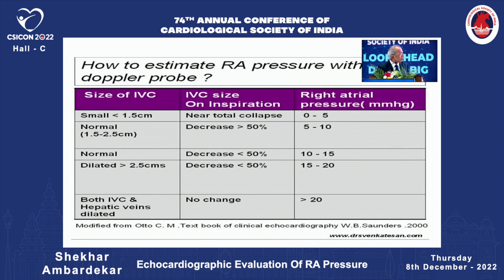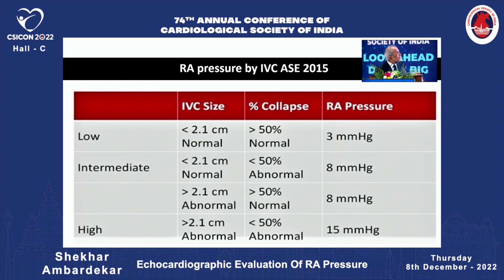However, this was improved upon in the 2015 guidelines by the American Society of Echocardiography, and this is what we use till present. They made it also simple. They have removed the ranges. They have given the absolute numbers 3, 8, and 15. What is 3? That is normal. That means IVC is less than 2.1 centimeter diameter, and collapse is more than 50%. So this is normal. So pressure is then 3 millimeters.